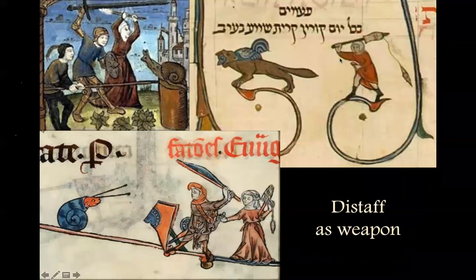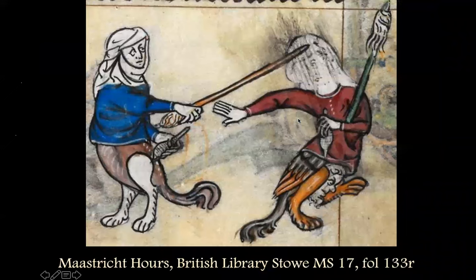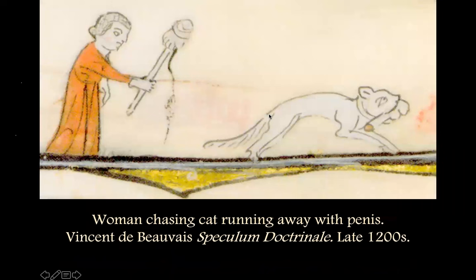Here she's lifting her skirt, which is referring in this Jewish scripture to the idea of showing the vulva as another form of female power. I don't know what the story is with the snail, but it appears in several of these scenes. Or they are part woman and part animal. And there's a combat between two of these spirits using distaffs as weapons. And here's one more with the detached penis, the woman wielding the distaff, and the cat is running away with the dick. So forcing the man to spin again.